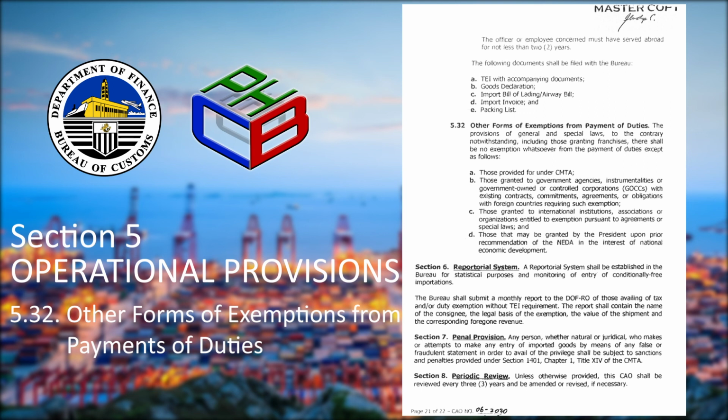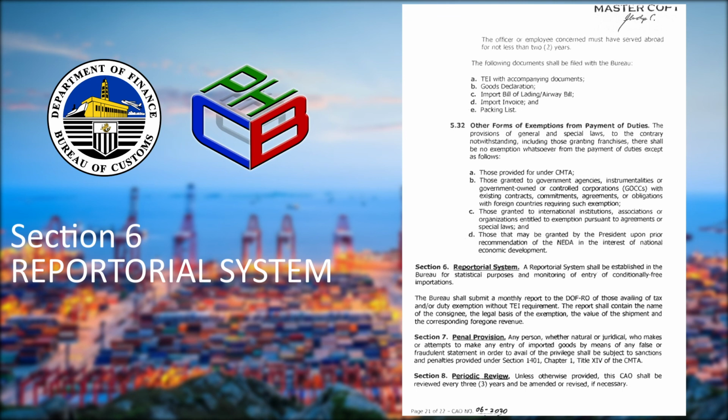5.32. Other forms of exemptions from payment of duties. The provisions of general and special laws, to the contrary notwithstanding, including those granting franchises, there shall be no exemption whatsoever from the payment of duties except as follows. A. Those provided for under CMTA. B. Those granted to government agencies, instrumentalities, or government-owned or controlled corporations, GOCCs, with existing contracts, commitments, agreements, or obligations with foreign countries requiring such exemption. C. Those granted to international institutions, associations, or organizations entitled to exemption pursuant to agreements or special laws, and D. Those that may be granted by the President upon prior recommendation of the NATA in the interest of national economic development.